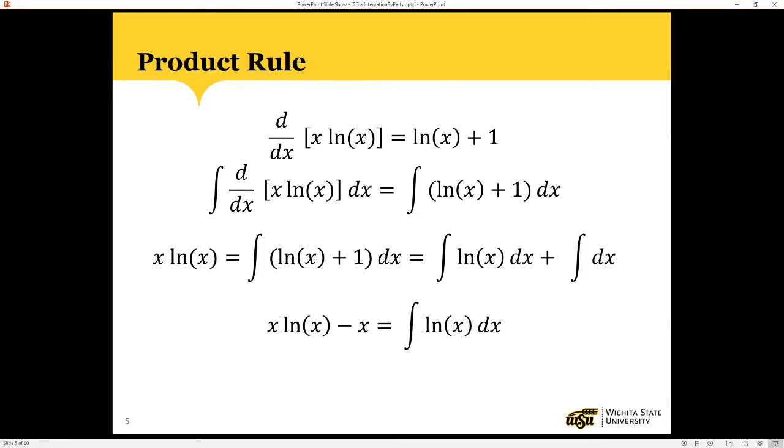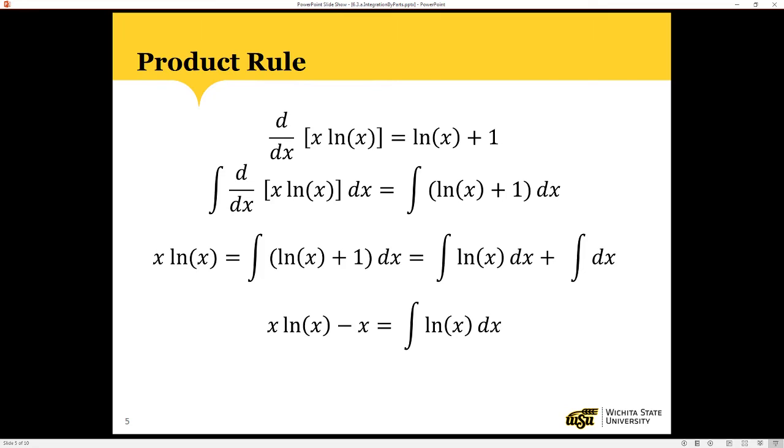We can differentiate x times natural log of x and get the natural log of x plus 1. This is the exercise we did on the first slide. But that means that if we integrate the derivative of x times log x, we should get, in the third line, x times log x. But when we integrate the right-hand side, we get the integral of the natural log of x plus 1. And remember that the integral of the sum is the sum of the integrals, so we get the integral of natural log x dx plus the integral of 1 dx.